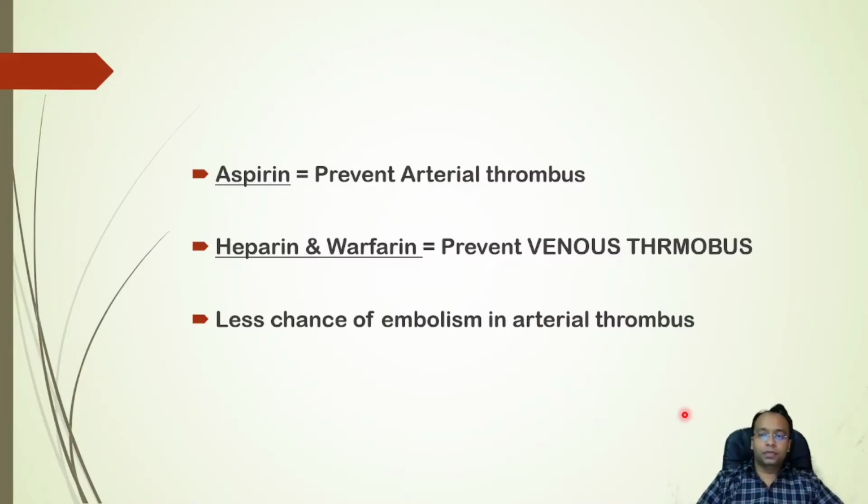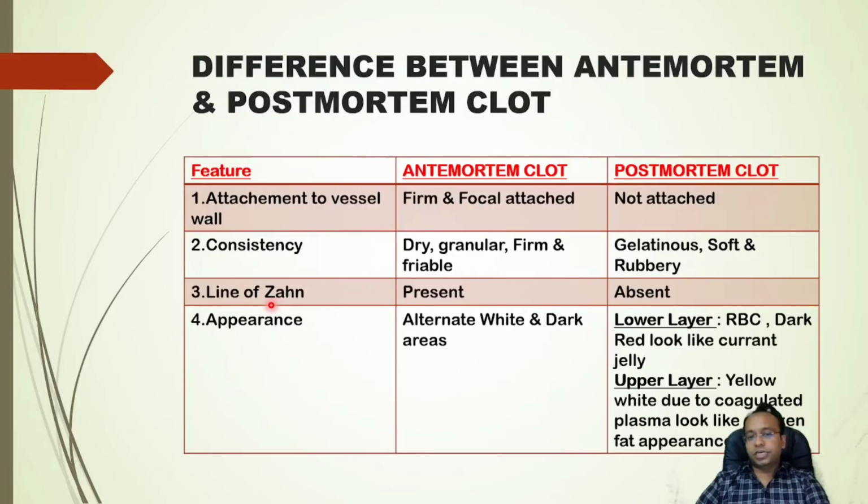All right. In pharmacology, you might have learned that aspirin prevents the arterial thrombus formation, and heparin and warfarin will prevent the venous thrombus formation, right? So we can prevent the thrombus formation by these drugs. There are lots of new drugs available, like apixaban, dabigatran, all that can help in prevention of the thrombus. They are the new anticoagulant drugs. All right. And in the arterial thrombus, there is less chance of embolism.